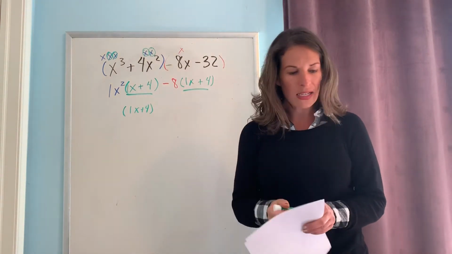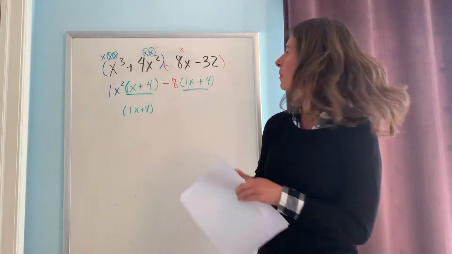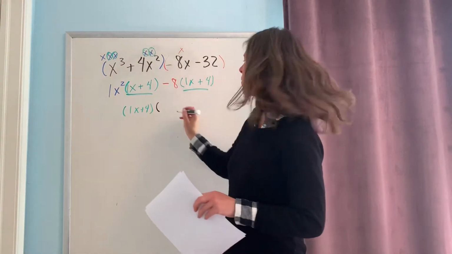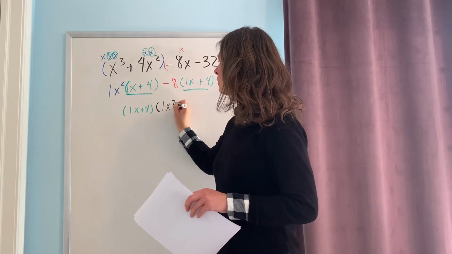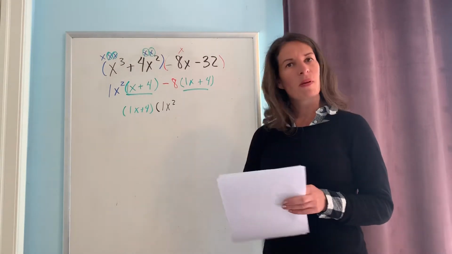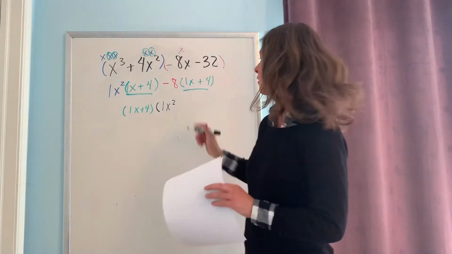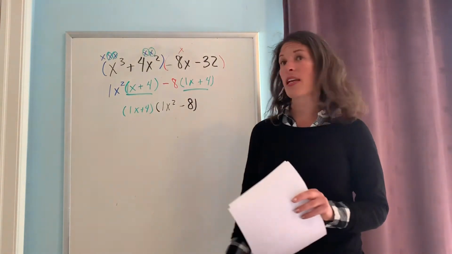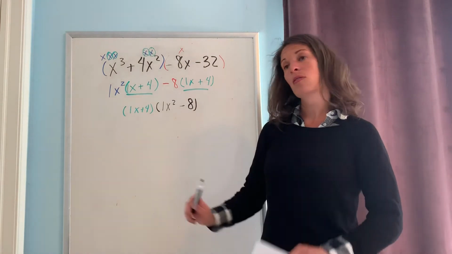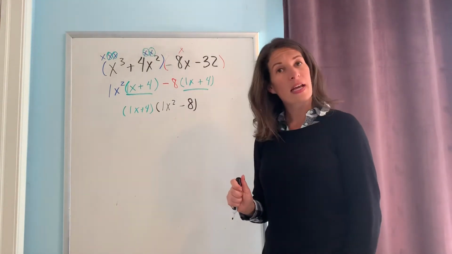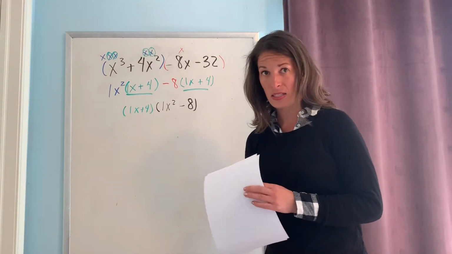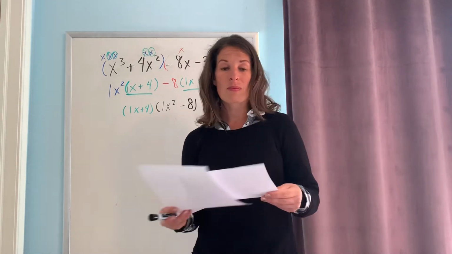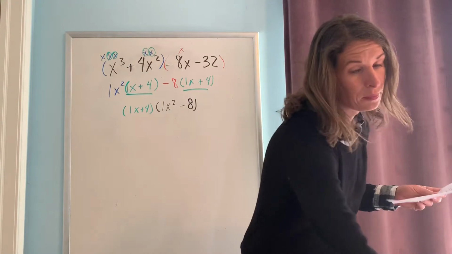What is 1x plus 4 being multiplied by? 1x plus 4 is being multiplied by a 1x squared there. And it's being multiplied by a negative 8 here. So this is my final answer: 1x plus 4 times 1x squared minus 8. Now, let's move on to example 2.